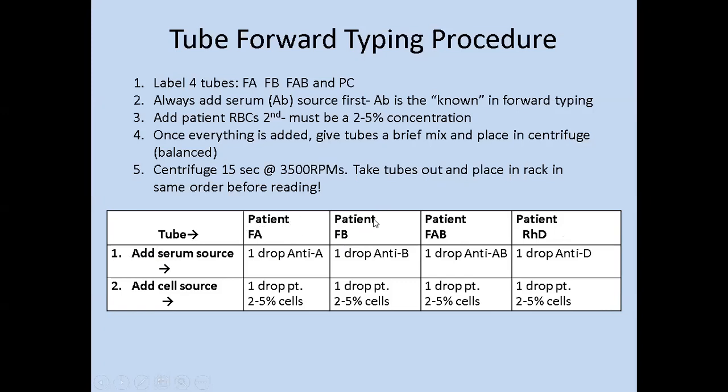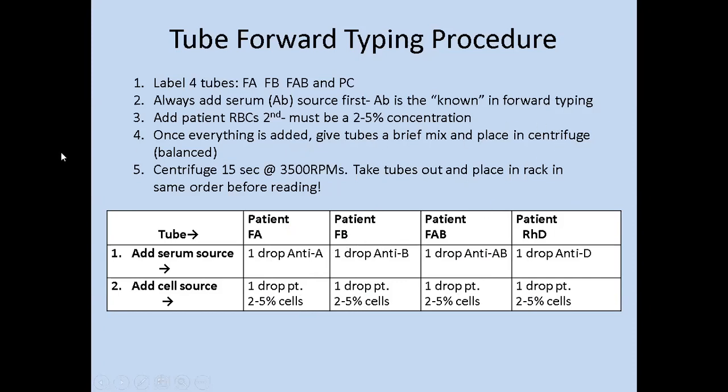And we would have the patient's identification number, lab number on each one of these tubes as well. FB tubes are going to get 1 drop of anti-B. FAB would get 1 drop of the combo anti-AB, and then the RHD gets 1 drop of the anti-D. And then we're going to add 1 drop of that 2 to 5% red cell suspension that we made into each one of these tubes. Okay, we give them a little mix, and we put them in our centrifuge and we balance them. So tube across from tube. And since there's only 2 drops of liquid in each one of these tubes, there's no need to cover them with parafilm. There's really no splashing that happens.